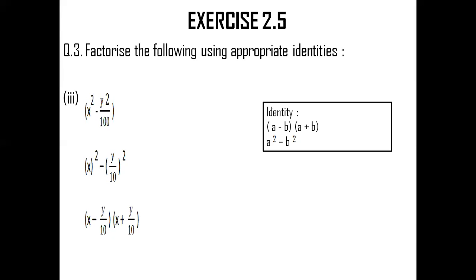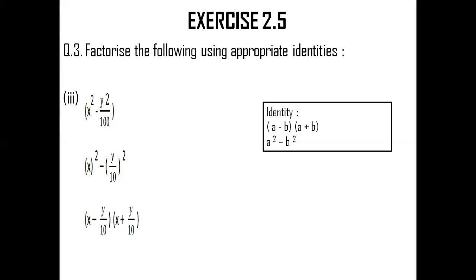Which identity shall come into play? Isn't it very similar to a square minus b square? That is the difference of squares. So x square can be written as (x) the whole square, minus y square upon 100 can be written as (y upon 10) the whole square. So what did we write? (x) the whole square minus (y upon 10) the whole square.